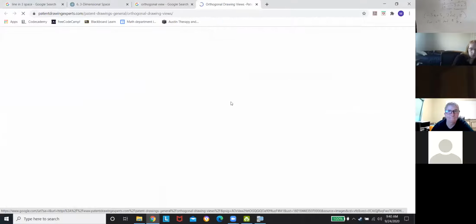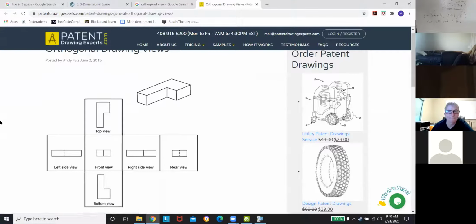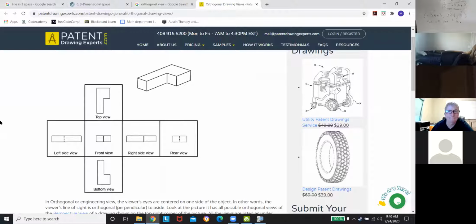There's this sort of thing, this orthogonal view. We can look at the top, the left, right, side, front view. That's kind of like what we're doing to this line. But if it's a line in 3 space, it's going to look like a line when we look at this projection and that projection, right? This is sort of what's happening there.